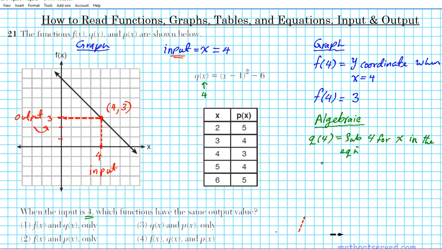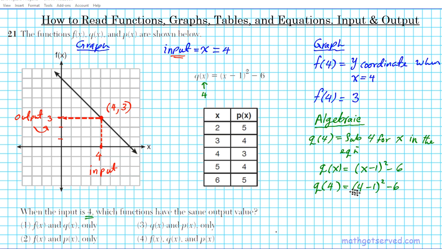And that's all you have to do. So what equation am I talking about? Well, it is the equation that we're given here. Q of x equals the quantity x minus 1 squared minus 6. So we're going to take out all the x's, put parentheses, and replace it with 4. So Q of 4 is going to be 4 minus 1 quantity squared minus 6.